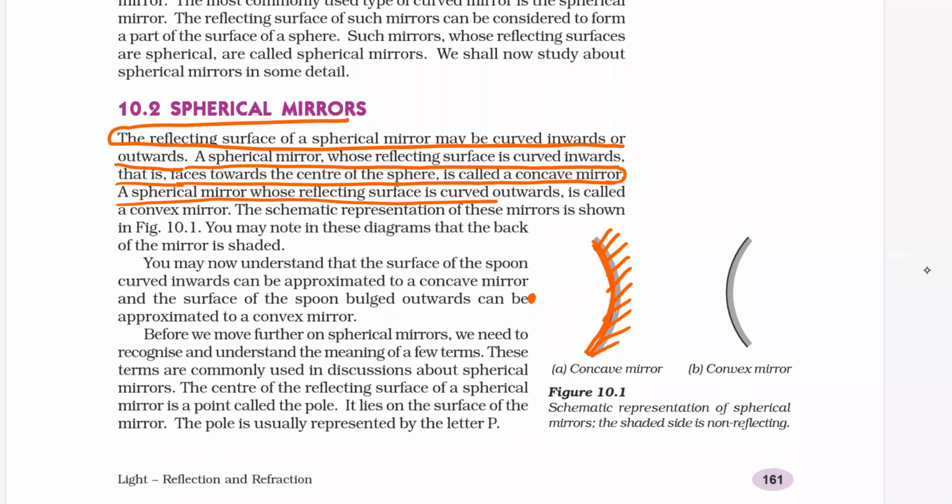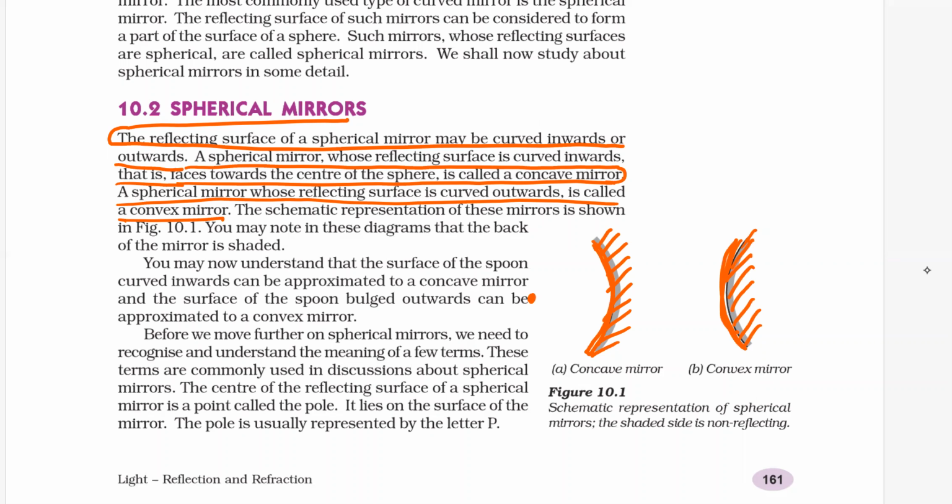A spherical mirror whose reflecting surface is curved outward is called, now this one is curved outward. This part is polished and the reflecting surface is this part. Okay, so this is a convex mirror.